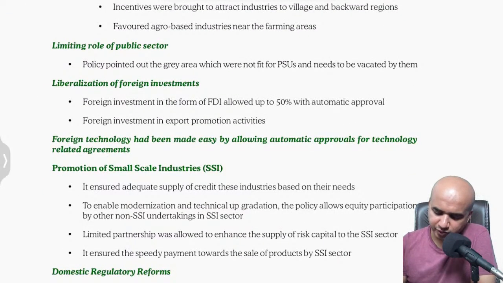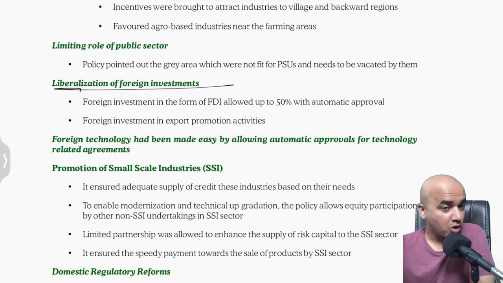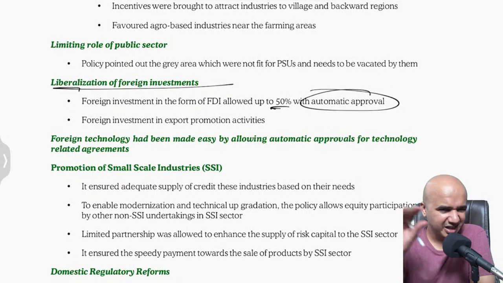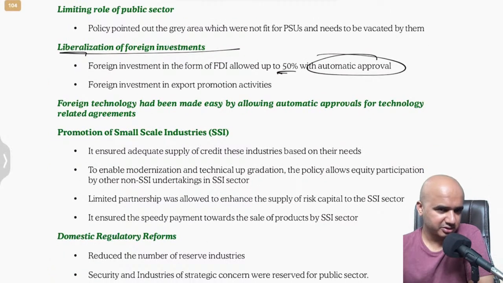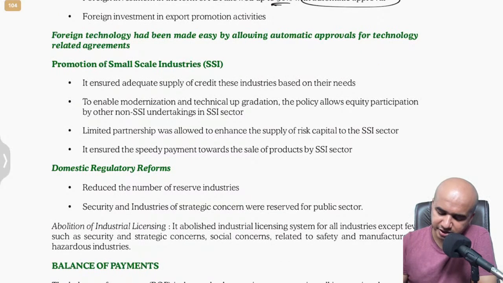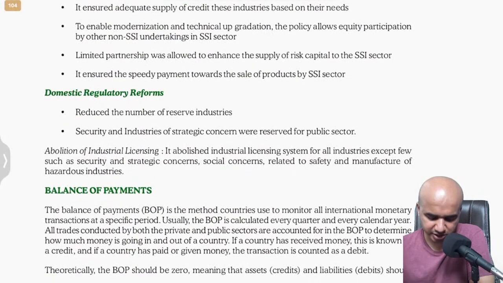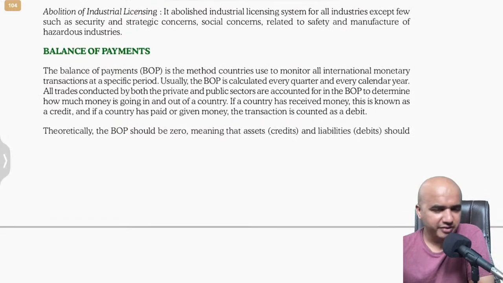This is when we first had the liberalization of foreign investments, wherein we said we'll allow foreign investment in the form of FDI up to 50% with automatic approval in select industries. Of course, even now there are a few restrictions in certain industries, but back then they started with restrictions. Now those restrictions are minimal. And small scale industries were to be promoted. That was the idea basically. Anyway, that's the general stuff about the 1991 industrial policy.